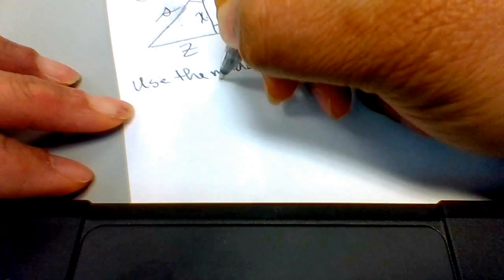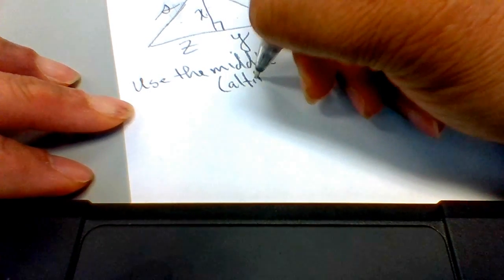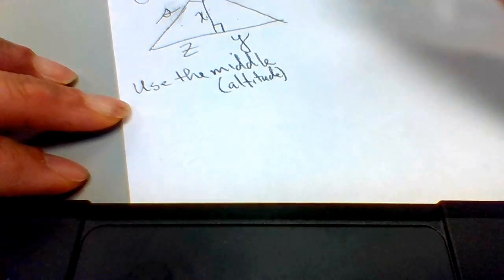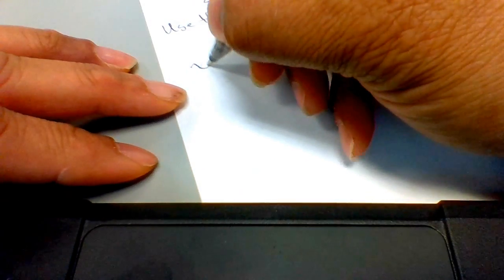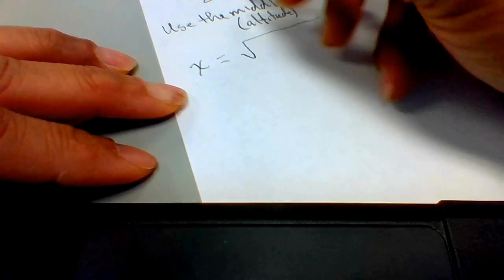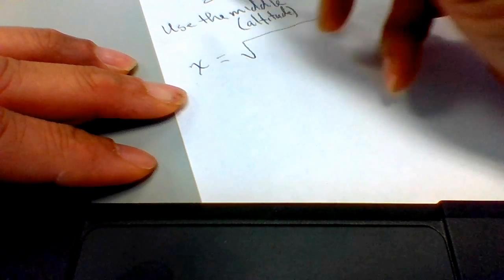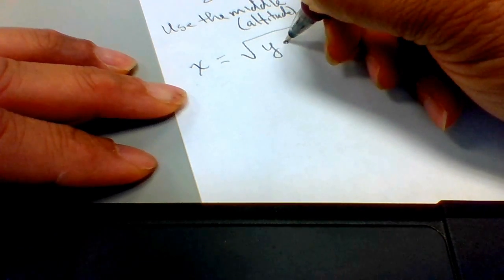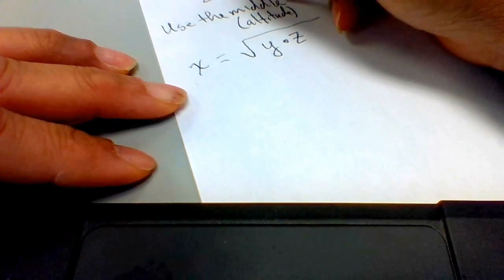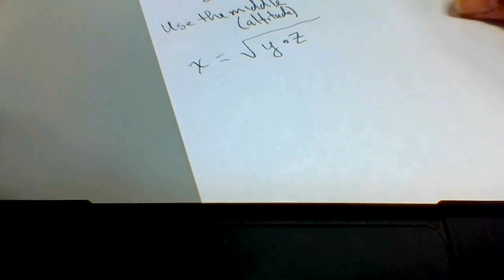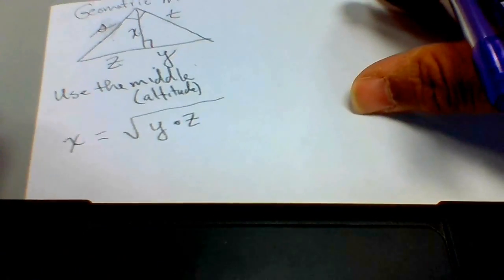So you're actually trying to find the altitude, or you're using the altitude. So you're going to use the formula x is equal to the square root of y times z. So I'm going to take these two base numbers here and multiply them together to find out what this is. And we'll go through that formula in a moment.